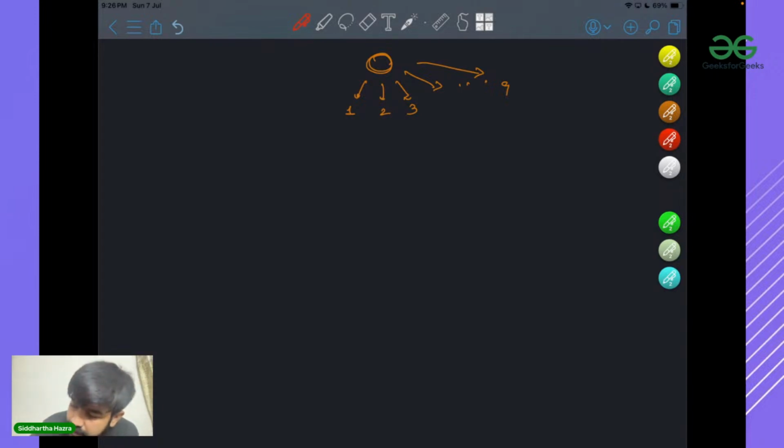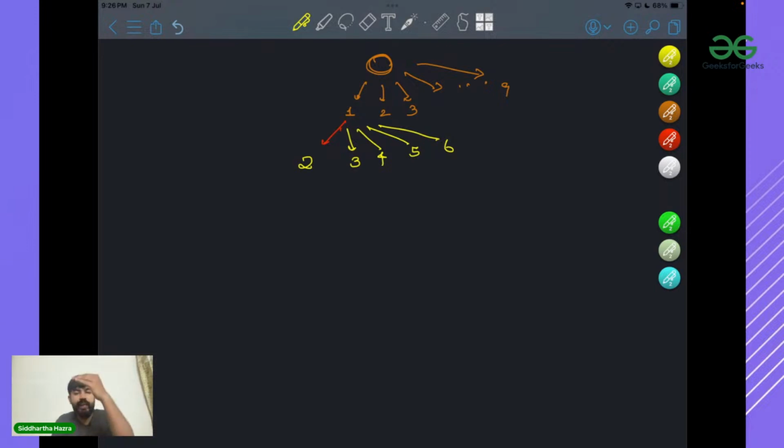Similarly, if the first digit taken is 1, then the next digit I can take is 2, then 3, then 4, then 5, then 6. So as we go down, we can keep taking digits.